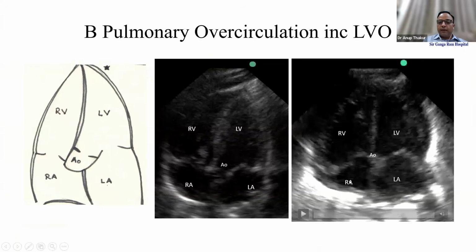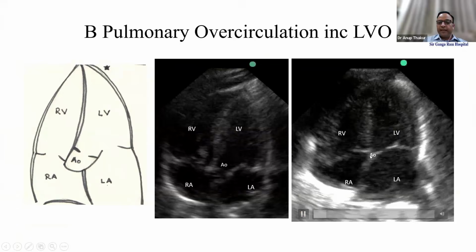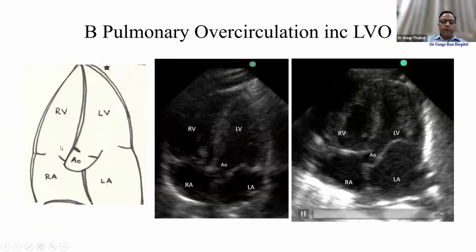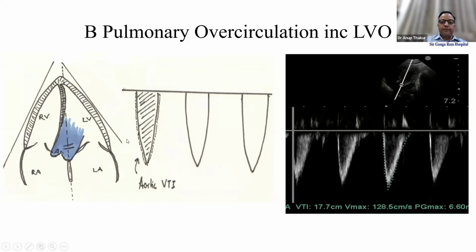This is your LA, this is LV, this is aorta. So you open up the aorta by forming a 5-chamber view. And then I put a Doppler here. I get a trace like this. Okay, this is the blood flowing across the aorta.